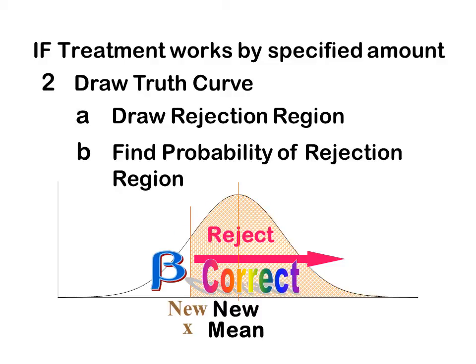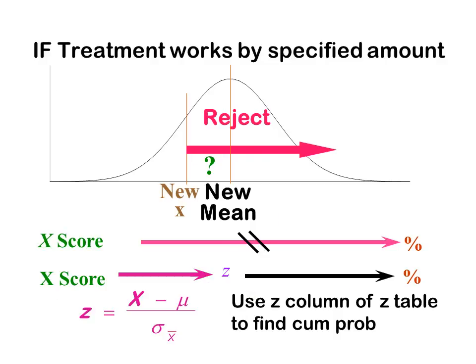In this case, rejecting the null hypothesis is the correct decision, and failing to reject the null hypothesis is the error, and it's beta. It's a type 2 error. So we know how we can find that. If we've got our raw score, or if we've got an X score, well, we can't get to the percentage directly. So we have to go from the raw score to the z, using the equation that z equals the sample mean minus the population mean divided by the standard error.